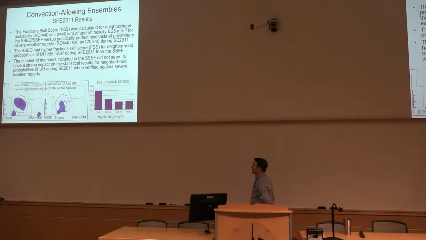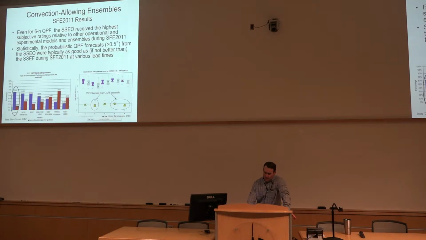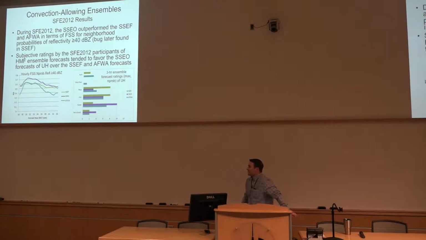So one of the surprising things we saw in 2011, like I said before, is that we designed the SSEO just as a way to summarize information from the CAMs. But when we started comparing it to these formally designed ensembles, it actually performed better. This is just comparing storm reports to UH neighborhood probabilities, and it basically scored better than even a 24-member ensemble that CAPS produced. These are just some subjective results looking at QPF forecasts. Generally, the SSEO was comparing favorably or even doing better than some of these formally designed ensembles, and that was very surprising. We didn't expect much from it when we designed it.